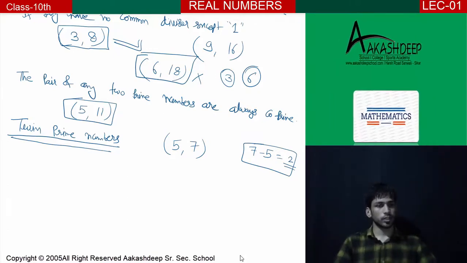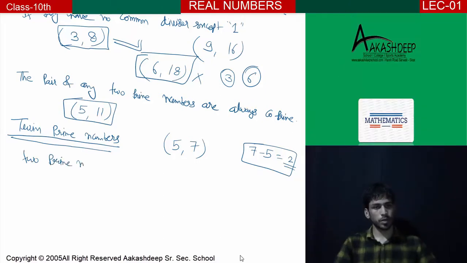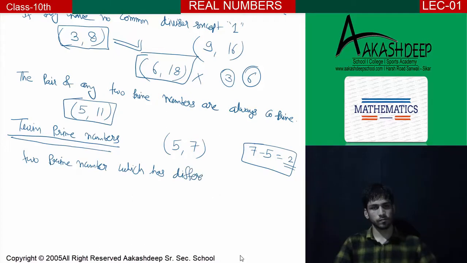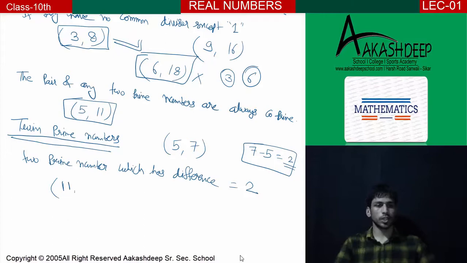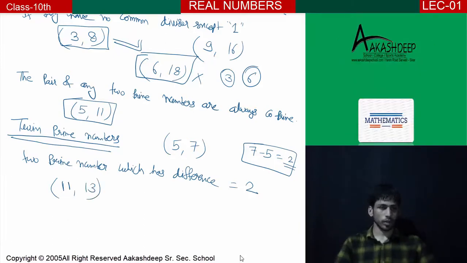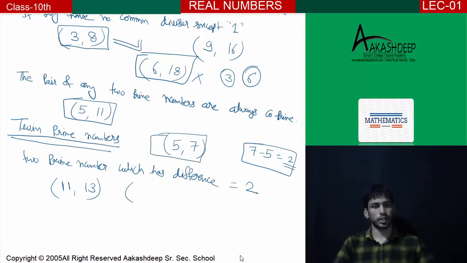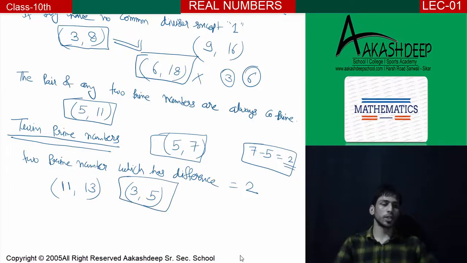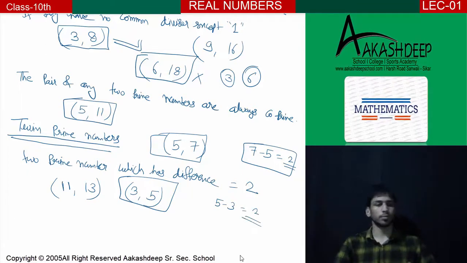So I can write: two prime numbers which have a difference equal to 2 are called twin prime numbers. One more example is 11, 13, and I can write one more example, 5, 7, these are twin prime numbers. I can write 3, 5. So I can say 3 and 5 both are prime numbers, and the difference between 3 and 5 is 2. That's why it is called a pair of twin primes.